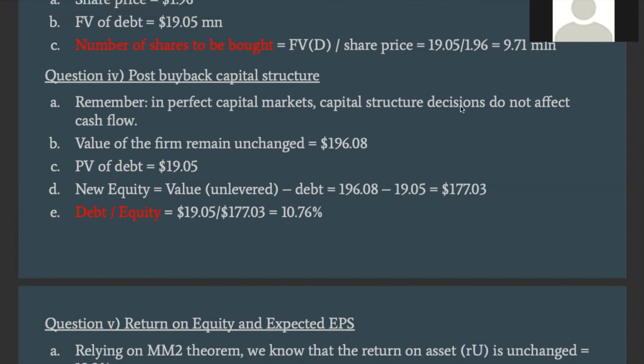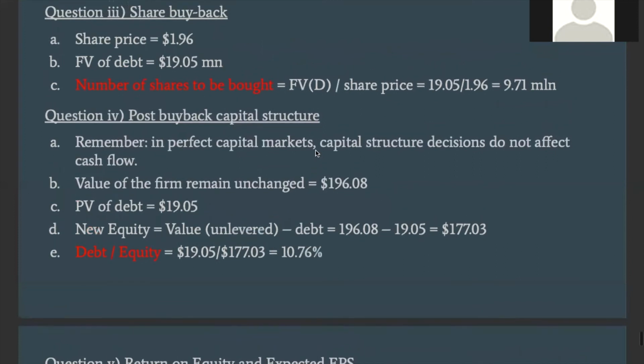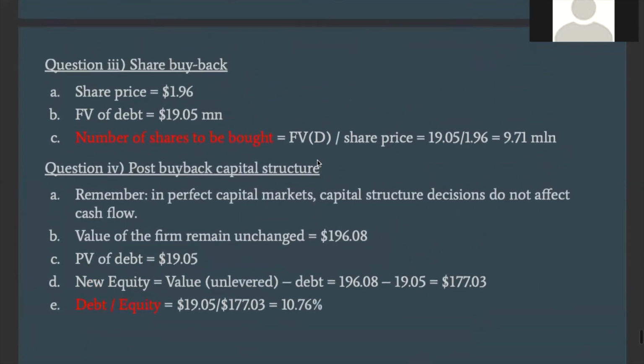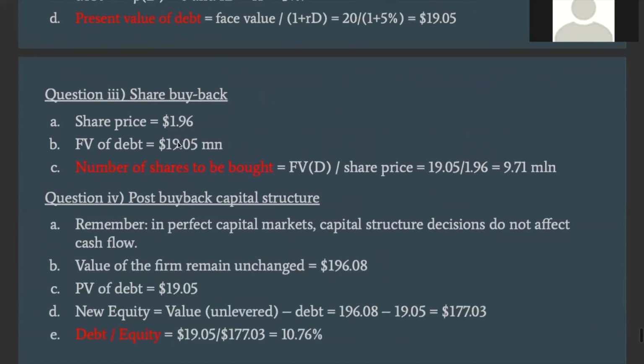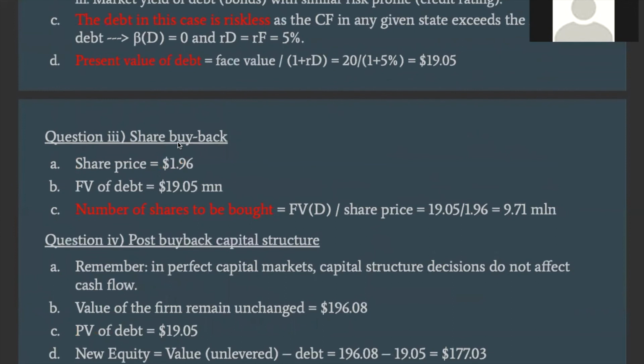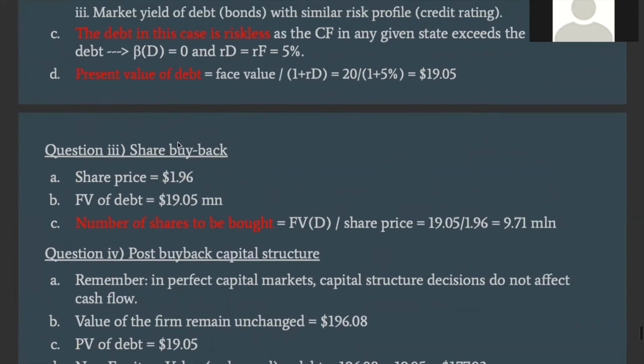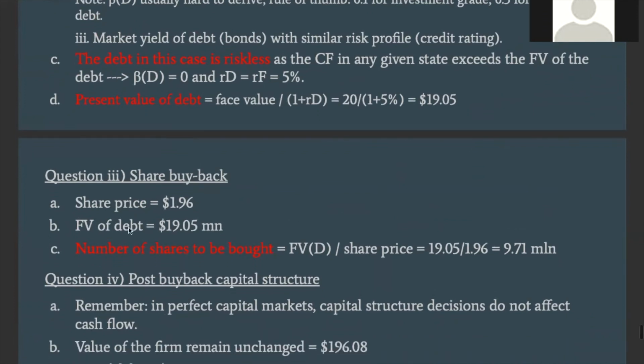Let me write it like that. Why we calculate the debt like this is that we know in the future we need to pay 20 million to the debt holders. That's the future value of the debt, or the face value of the debt. To find the present value of the debt, you need to discount it at the discount rate for the debt, which is the cost of the debt. But in this specific case, we know that the debt is risk-free, so we just discount the face value and get this amount.